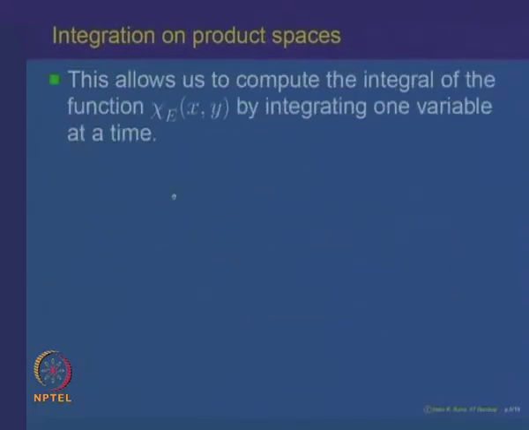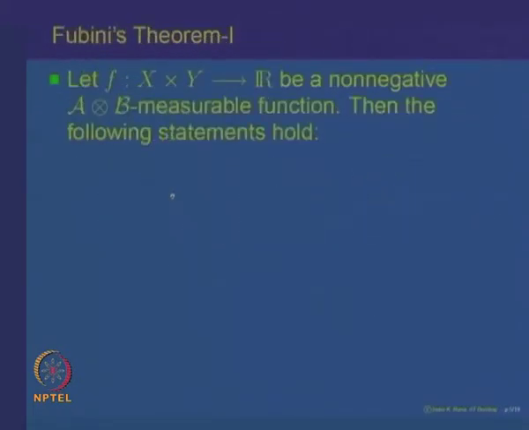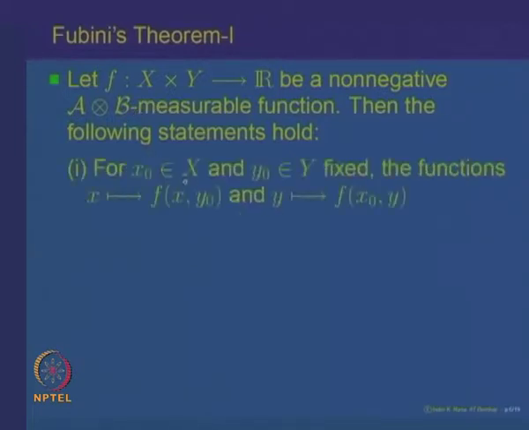So, the theorem we want to prove is the following, namely, if f is a non-negative function on the product space X cross Y, measurable with respect to the product sigma algebra, then the following statements hold, namely, if we fix one of the variables, say x. So, if x_0 is fixed, then consider the function y goes to f(x_0, y), and similarly x goes to f(x, y_0).